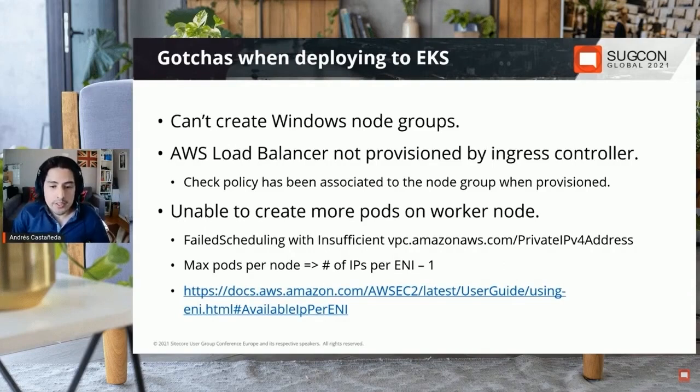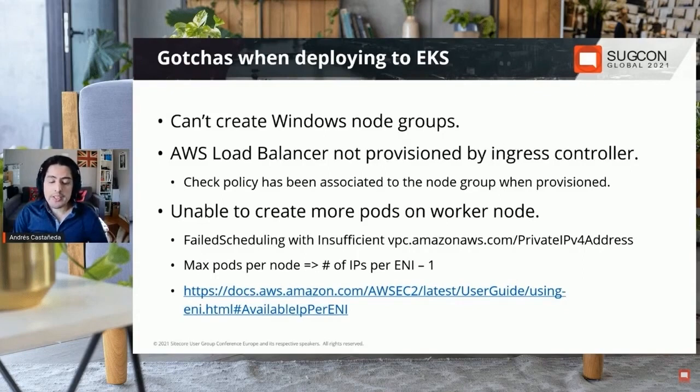Another one is the AWS load balancer not provisioned by the Ingress controller. For this issue, as I mentioned on slide 9, the policies that you need to have need to be defined for the Linux node group. And another thing that you can do, if it's not about permissions, is to go ahead and do a kubectl describe on the pod, which is the AWS load balancer controller, and you may find errors there.